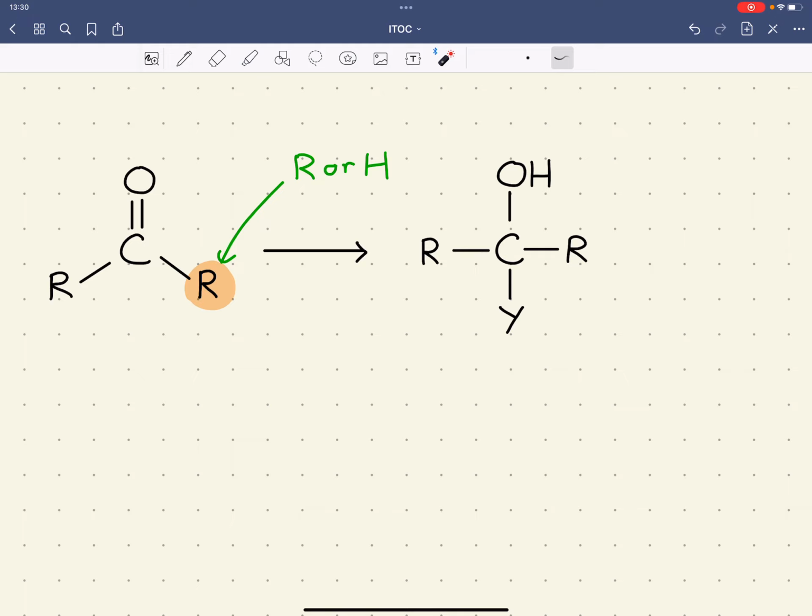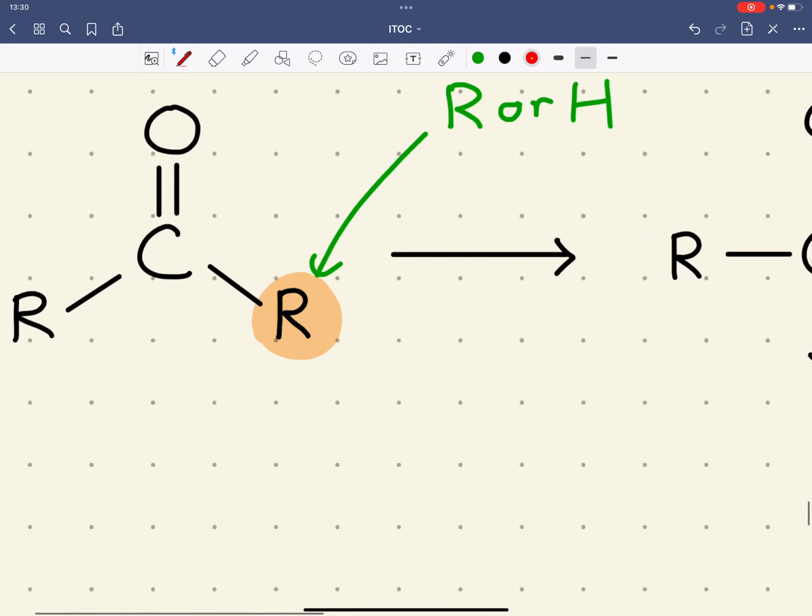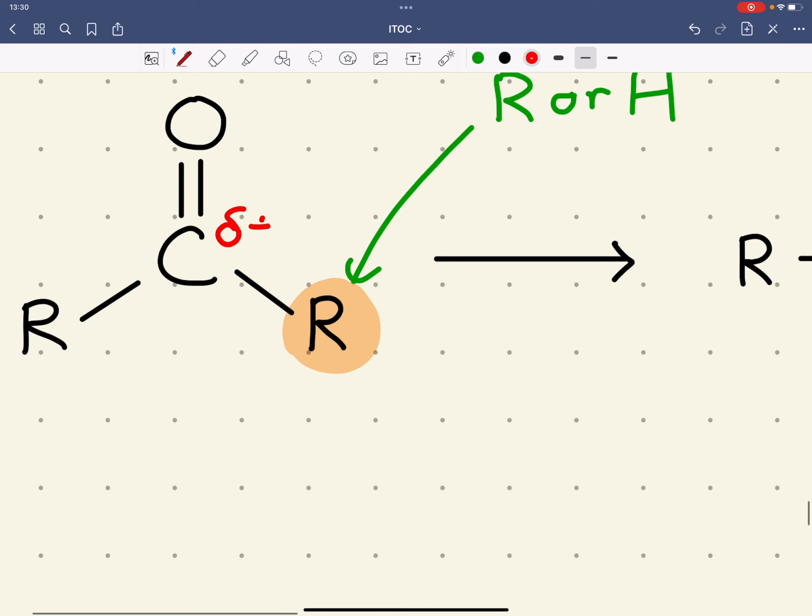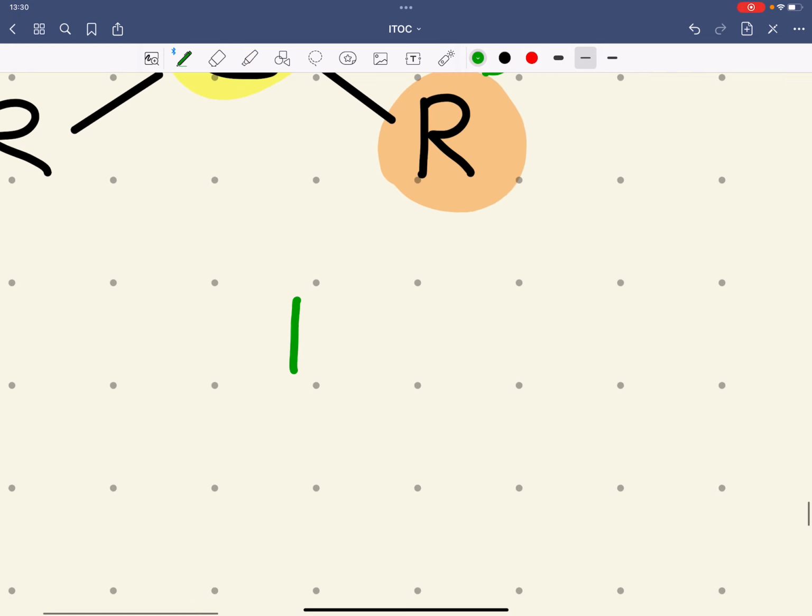Now, this aldehyde or ketone, again, has got a polar bond. It's got a delta plus and a delta minus. So this electrophilic centre here will attract nucleophiles. It will attack species usually with a lone pair. So let's just say that I've got my nucleophile. I'm just going to call it Nu. And I'm just going to give this nucleophile a negative charge.